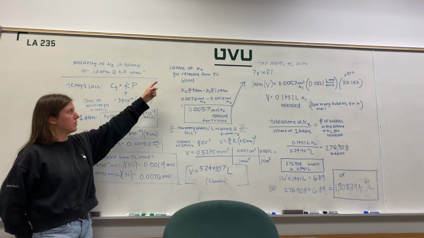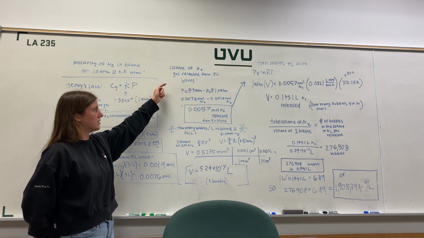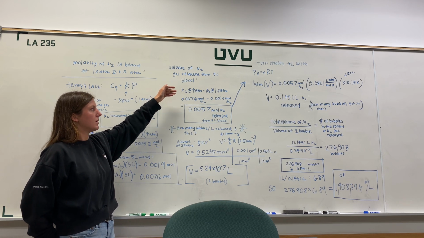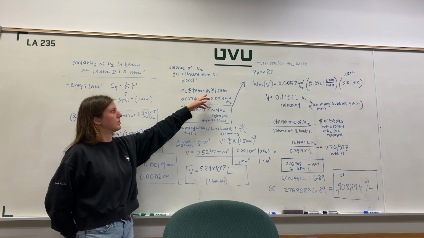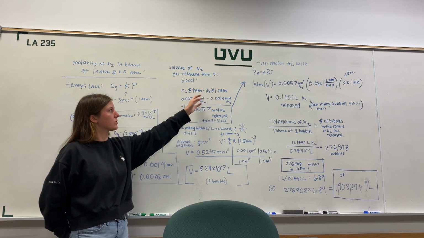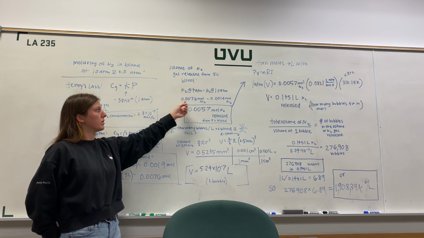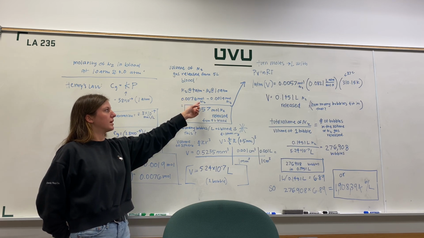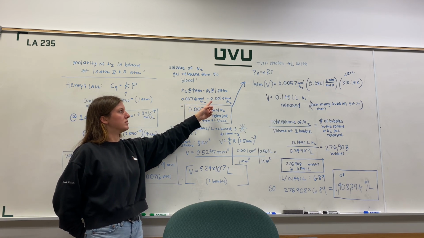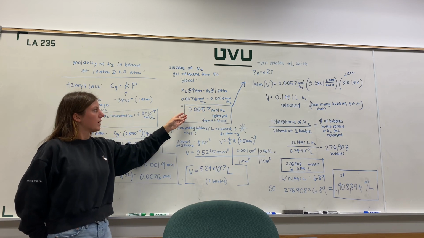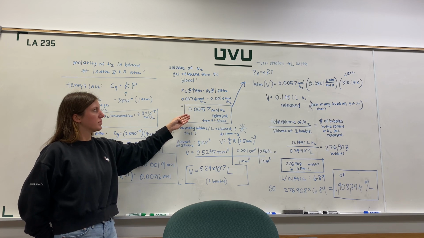We're finding the volume of nitrogen gas released from 5 liters of blood, so we take our value from 4 atmospheres and then subtract the value from 1 atmosphere. So we take these values that we found and we subtract them, so 0.0076 moles of nitrogen gas minus 0.0019 moles of nitrogen gas. That gives you how many moles of nitrogen is released from 5 liters of blood.